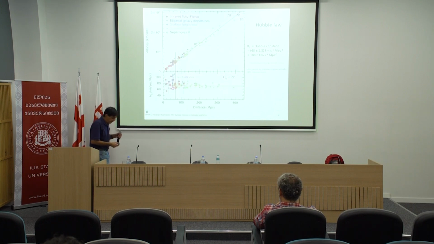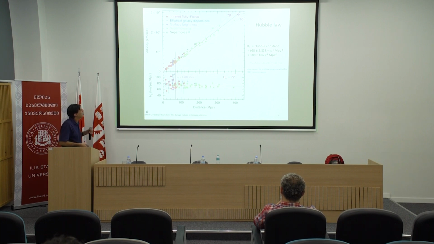So this is the same plot I showed day before yesterday. This is the results of the Hubble Space Telescope Key Project in 2001. And the recession velocity is here, the distance is over here, and this straight line is the Hubble law. The recession speed is proportional to the distance.